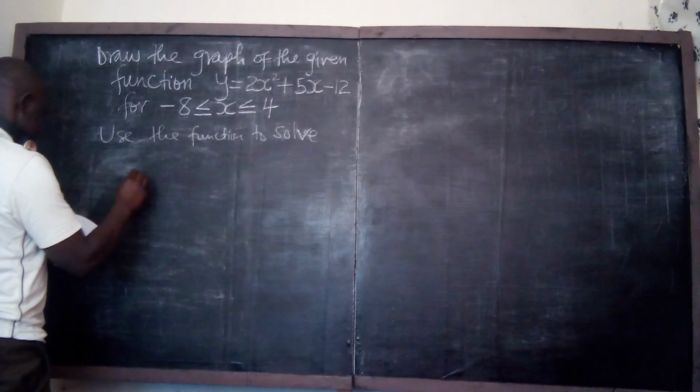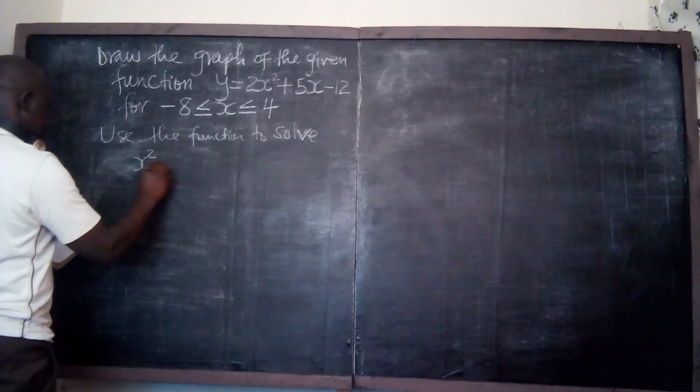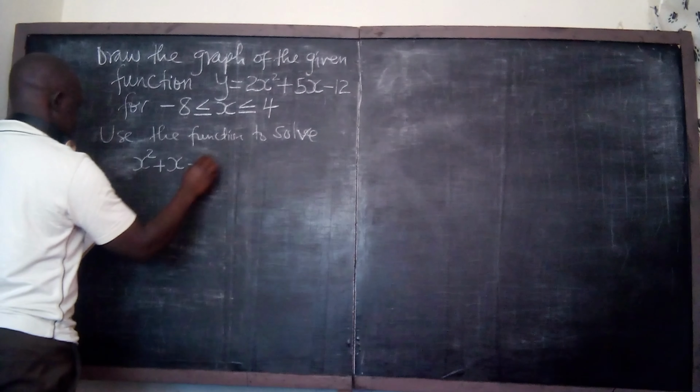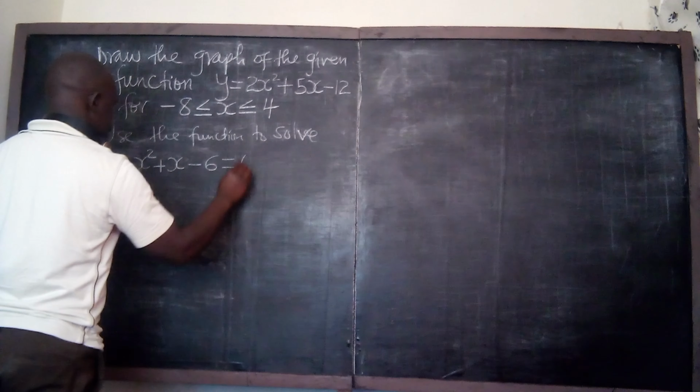We are going to solve x squared plus x minus 6 is equal to 0.